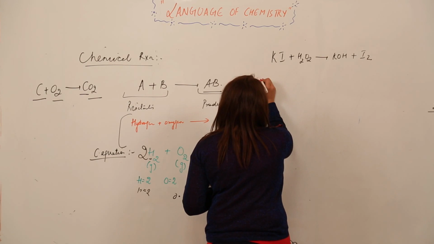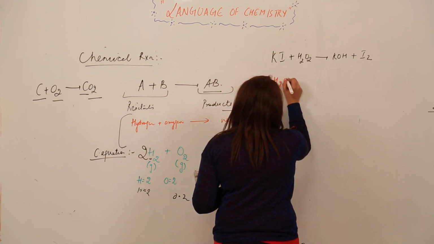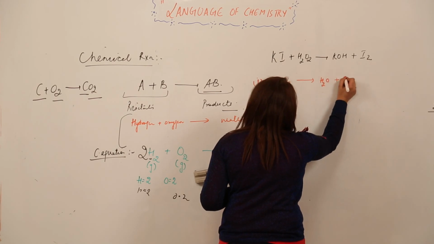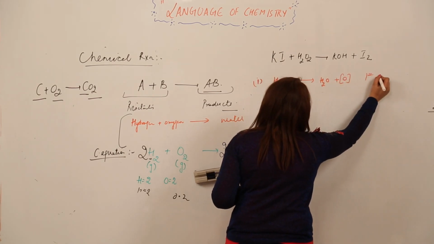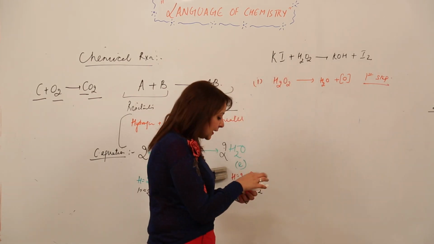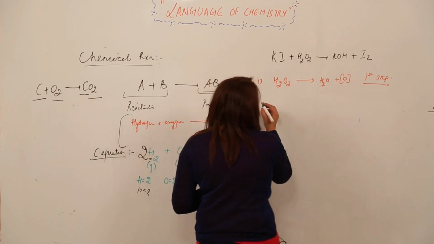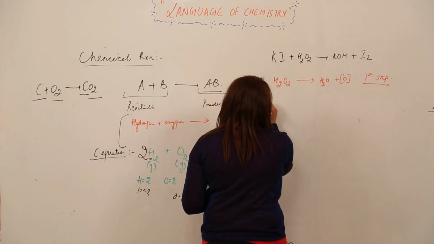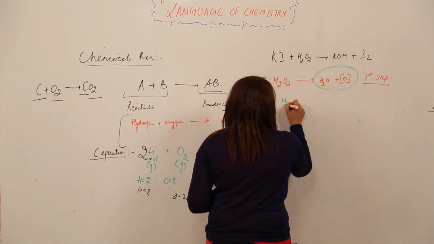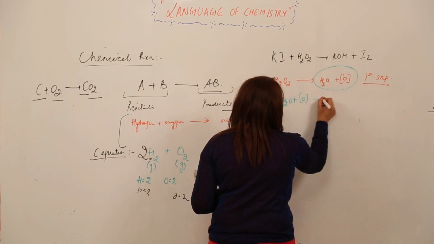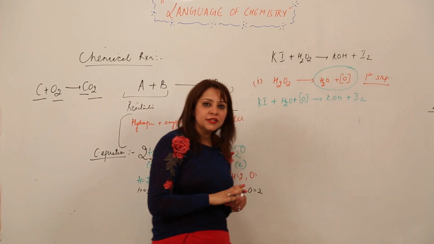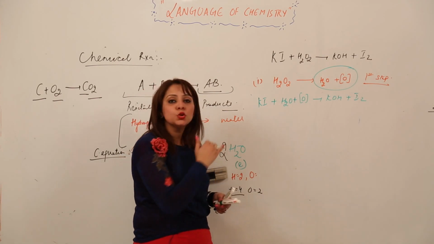The first step I am splitting out is the decomposition of hydrogen peroxide into water and nascent oxygen. That means in the first step this has taken place, right. And in the second step I am writing that potassium iodide reacts with this H2O and nascent oxygen to form KOH and I2. So that means this reaction is occurring in these two steps.